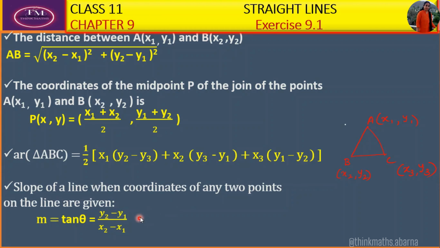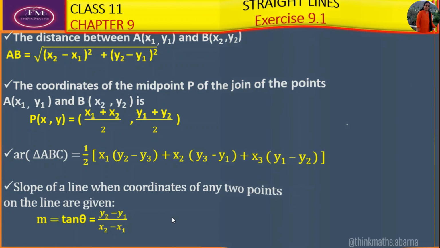Next, the last one which we learned in class 11 is the slope of a line. When A and B have the coordinates x1 comma y1 and x2 comma y2, the slope is tan theta, which you can find using (y2 minus y1) divided by (x2 minus x1). These are the formulas involved in this exercise. It is just basic thing in this exercise. So shall we move on to exercise 9.1?